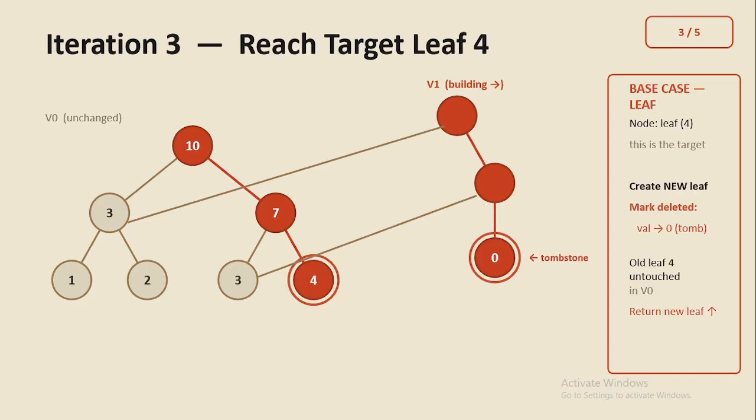Now we are at node 7. We are still on the path toward leaf 4, so we clone this node too. Again, its left child value 3 is shared directly from v0, no copy needed. We recurse right toward leaf 4. Every node we clone gets its unchanged subtree wired back to the pointer. That's the structure sharing that keeps it persistent and efficient.